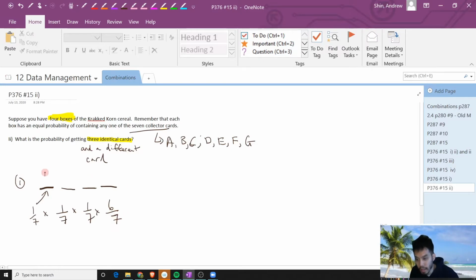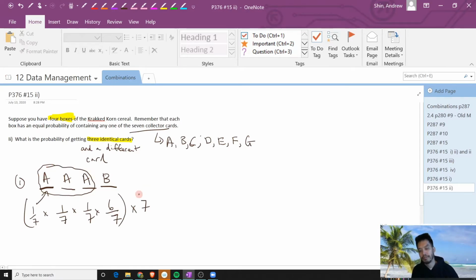Now let's say this is A, and B, let's say. Now this A, it didn't have to be A, it could have been any other of the 7, right? So we have to multiply this by 7 because there's actually 7 possibilities for these 3 here. And this B, it is 6 choices here for that last slot. But it doesn't have to be the last slot.